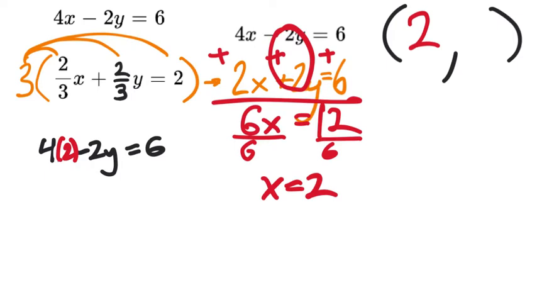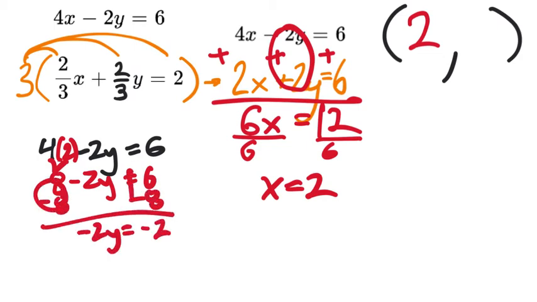From here we're just going to solve that equation. 4 times 2 is 8, minus 2y equals 6. I'll subtract 8 from both sides to solve for the y's here. Last thing, divide both sides by negative 2, the coefficient of y, which makes that y value 1. So it looks like we end up with (2, 1).